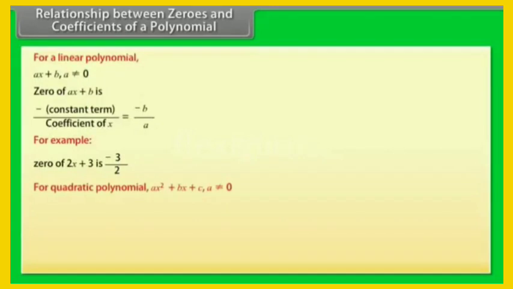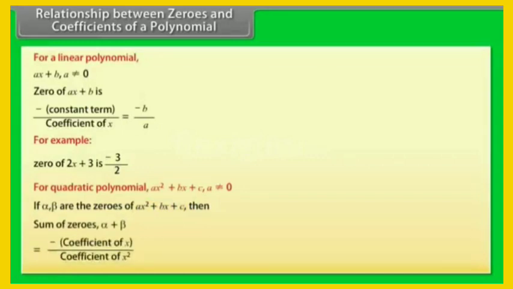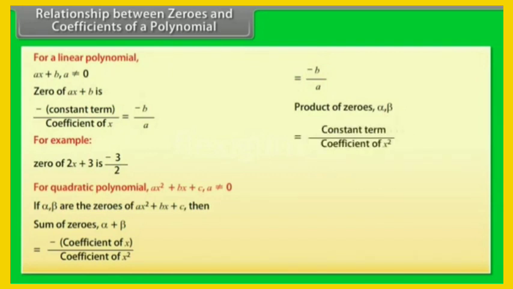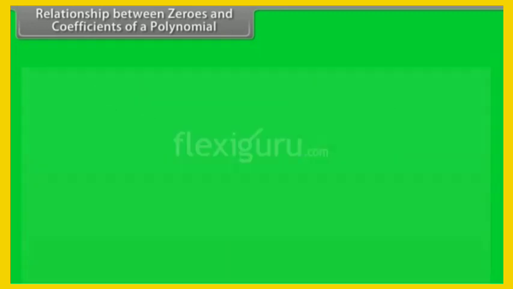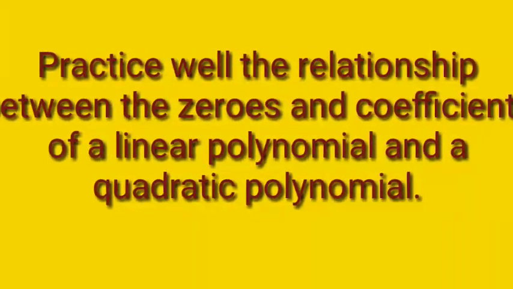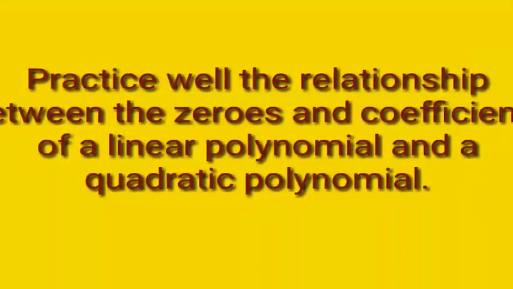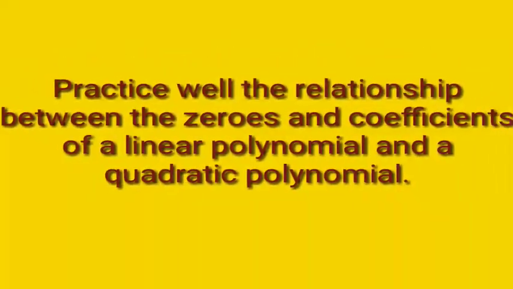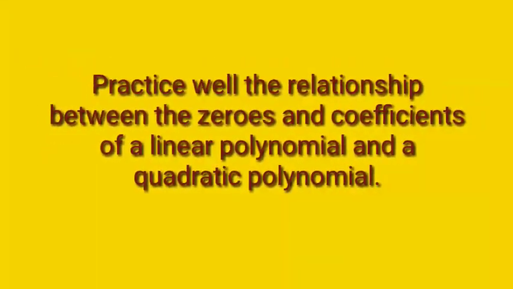For a quadratic polynomial ax square plus bx plus c where a is not equal to 0, if we consider alpha and beta as the zeros of this quadratic polynomial, then the sum of the zeros alpha plus beta is equal to minus coefficient of x by coefficient of x square, that is equal to minus b by a. The product of zeros alpha beta is equal to the constant term by coefficient of x square. So go through these relations between the zeros and coefficients of a linear and a quadratic polynomial and practice very well.